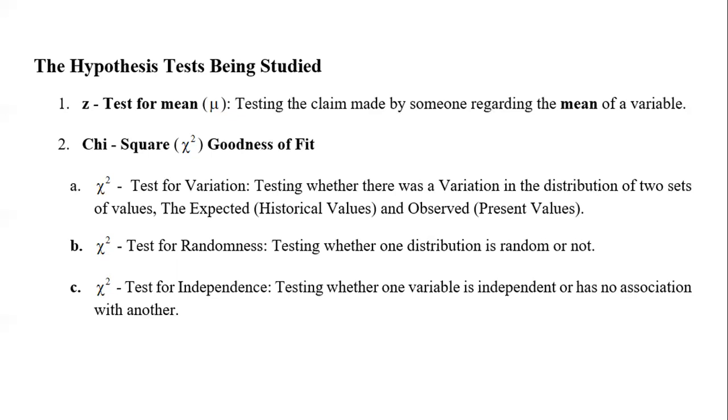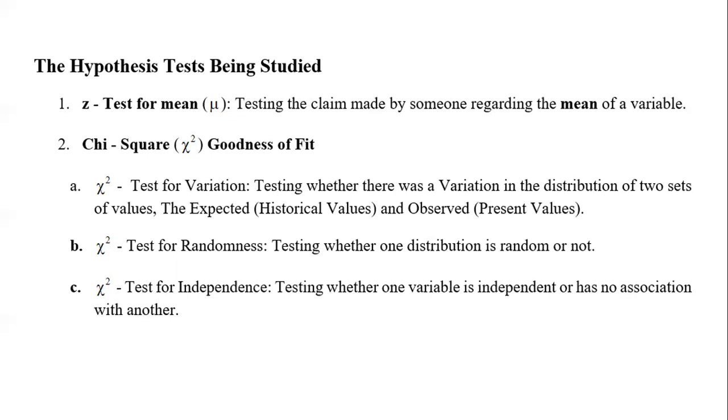Then you have the chi-square test, which is also called the goodness of fit, and we are going to do 3 versions of it. The chi-square test for variation. Oh, by the way, this is a Greek symbol, the chi, and it's also called chi-square for variation. Chi-square for randomness, chi-square for independence. The chi-square for variation is testing whether there was a variation in the distribution of 2 sets of values, the expected and the observed. The expected will be historical, and the observed will be the present values.